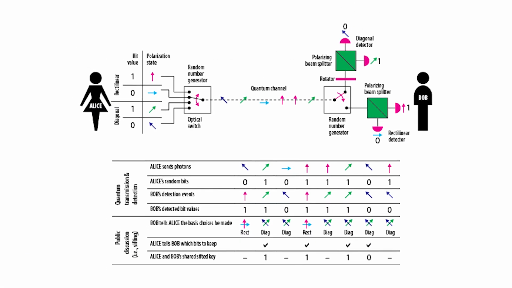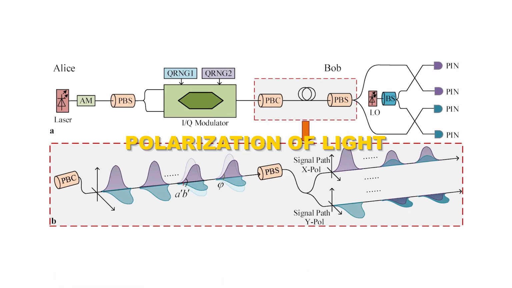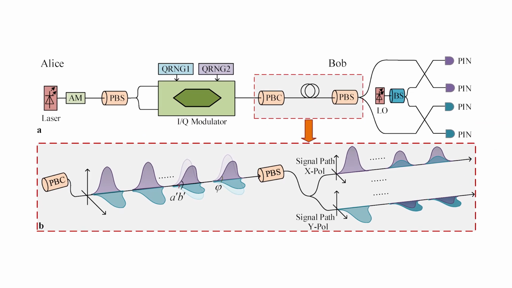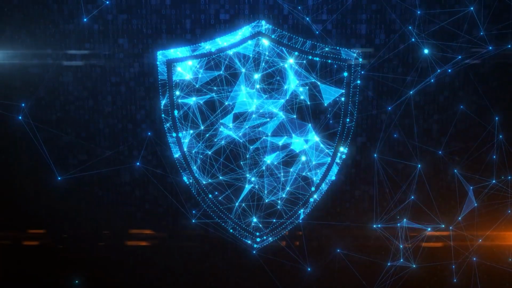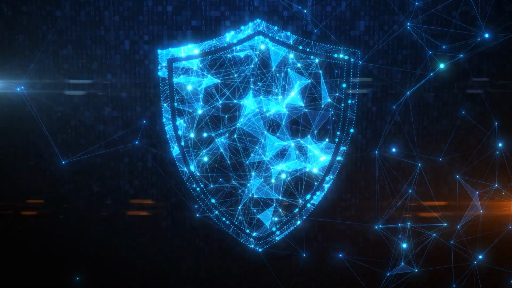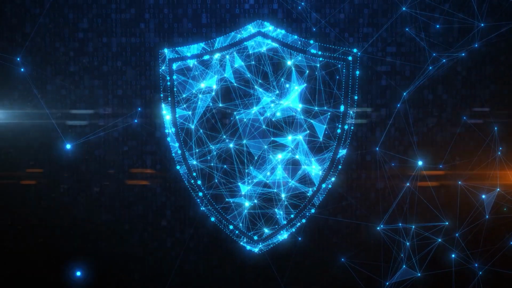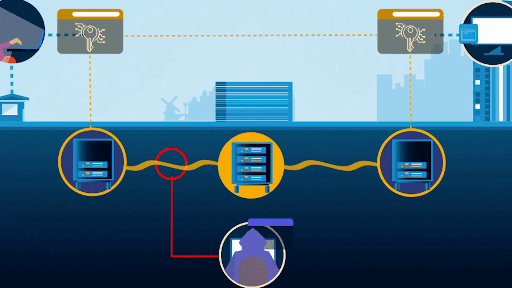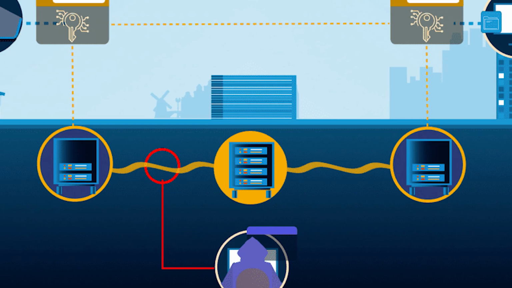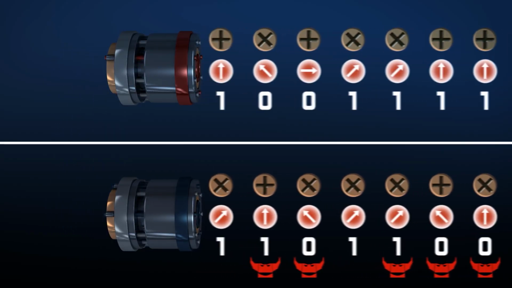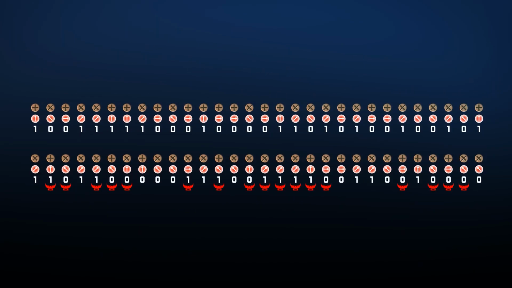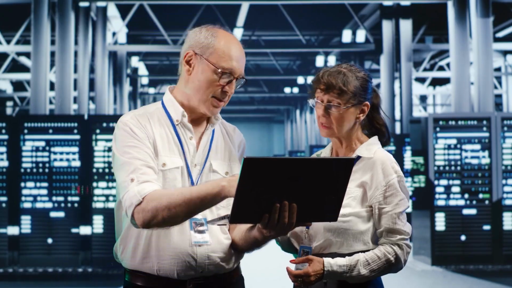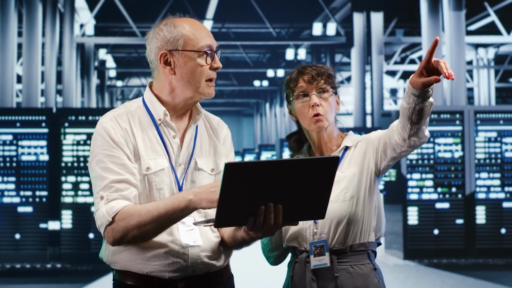QKD works by using quantum states, such as the polarization of light, to encode information. These quantum states are very fragile and can be easily destroyed by eavesdropping, which makes them ideal for secure communications. If an eavesdropper tries to intercept the quantum states, they will inevitably disturb them. This disturbance can be detected by the two parties, who can then abort the communication.